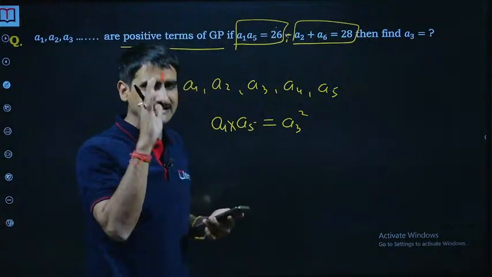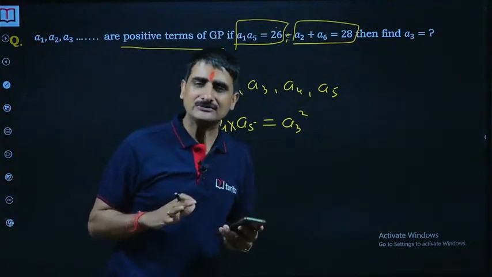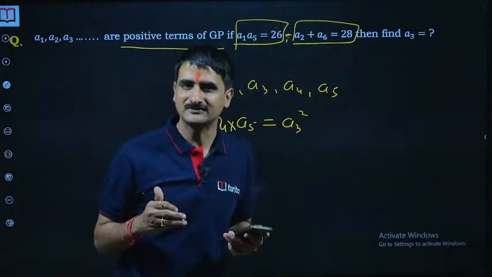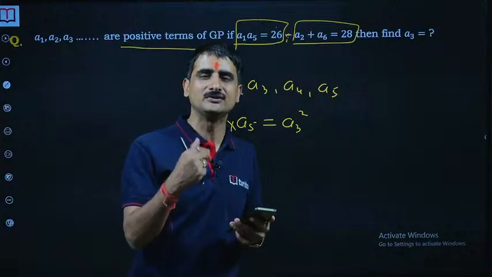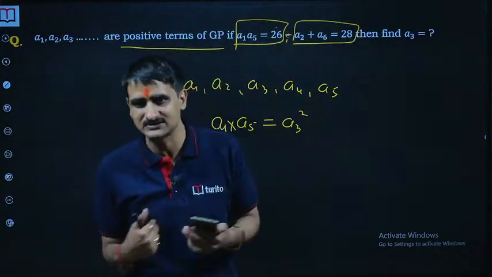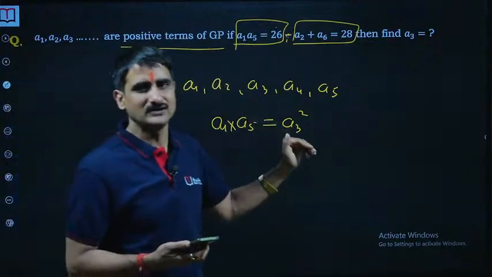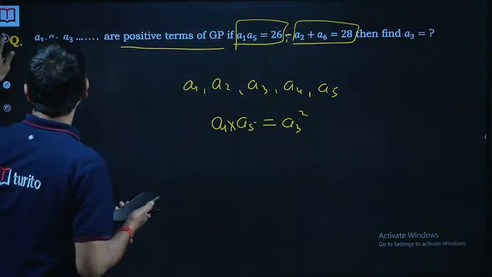But in any case, now you don't need to worry here. Why? Because it's 2 equations, 2 unknowns. In any case, for AP or GP, we have just 2 unknowns: first term and common difference for AP, first term and common ratio for GP. So in any case, it will be 2 equations, 2 unknowns. We can solve and move ahead, solve and get the answer here.